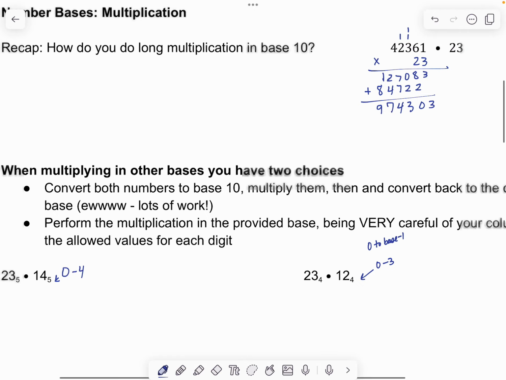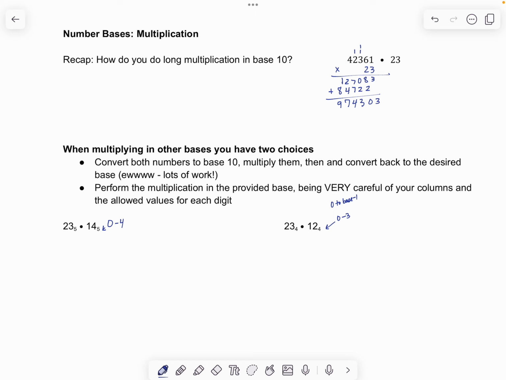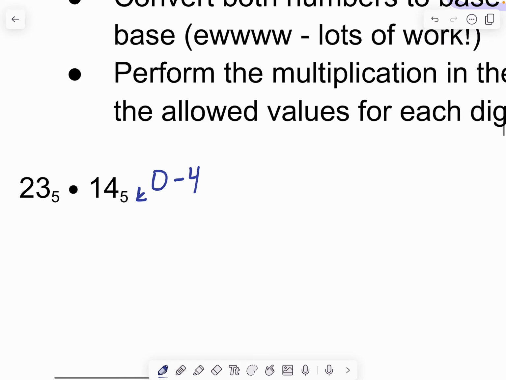So in that regard, we have two options. Option 1 is we can convert both numbers to base 10, multiply them, and then convert back. Now, I don't know about you, but that sounds like a lot of extra work. So an alternative is to perform the multiplication in the provided base, and then just be really careful about your columns and the allowed values for each digit. As I was preparing this, I actually found it helpful, when I started to have numbers that were bigger than the allowed base, to just write off to the side what they were going to be. So let me show you what I mean by that.